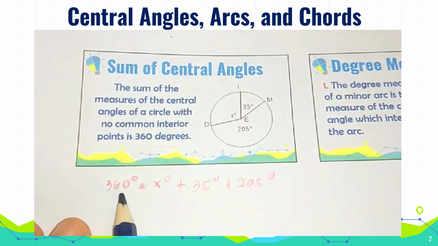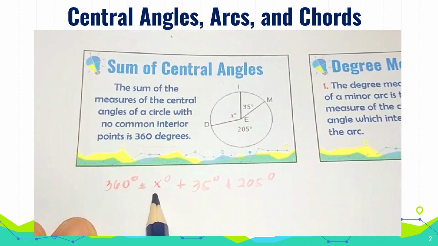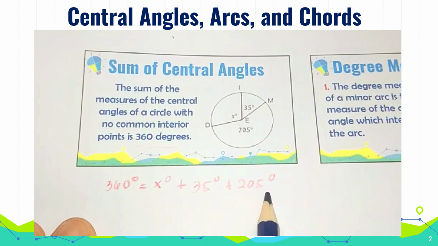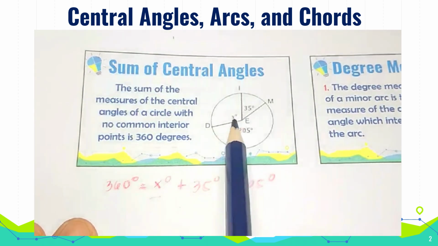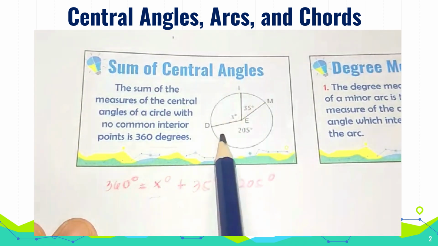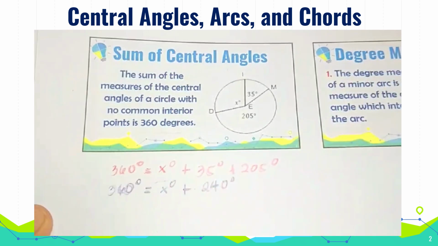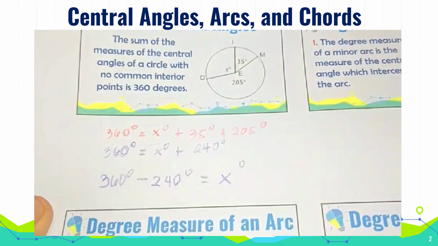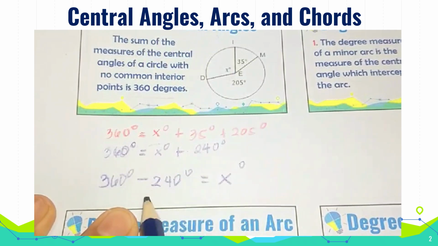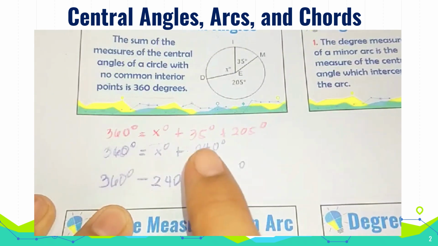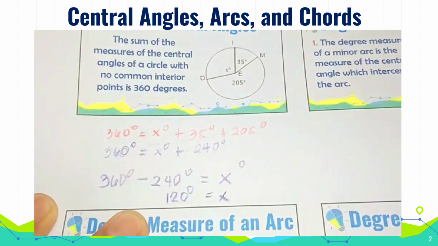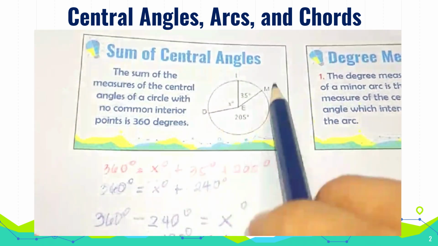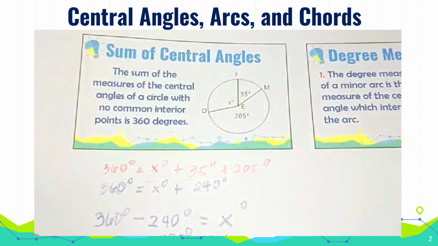So, we write it as 360 degrees equals x degrees plus 35 degrees plus 205 degrees. What will be the missing value here if the entire circle is 360 degrees? 240 from 35 and 205. Solving for the value of x, transpose the 240 degrees. So, x here is 120 degrees since the total sum should be 360 degrees.